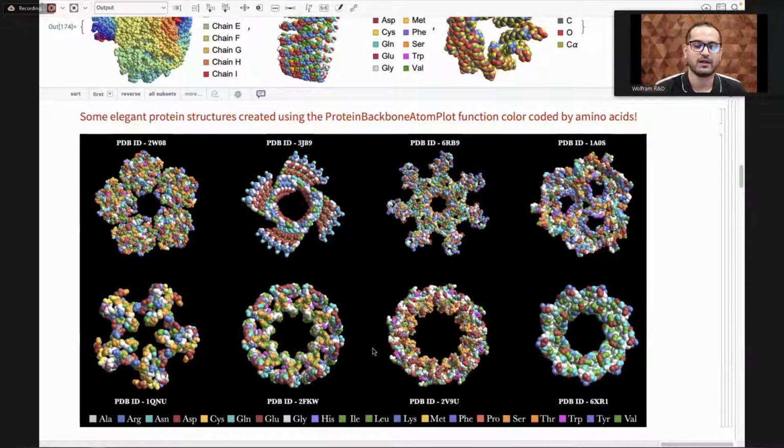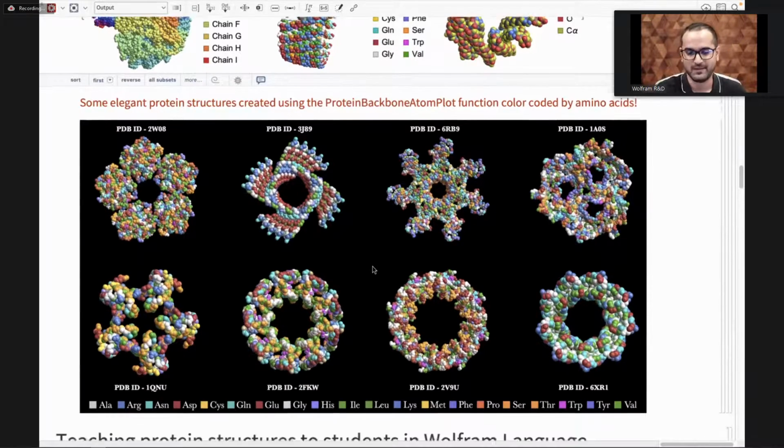And if you want to teach students again, you can ask the question, oh, you see this particular protein, why do you see a certain amino acid at the outside of the protein, certain amino acids inside the protein, and so on. That can also give them some hints about the hydrophobicity or hydrophilicity of protein structures and of amino acids in the context of protein structures.